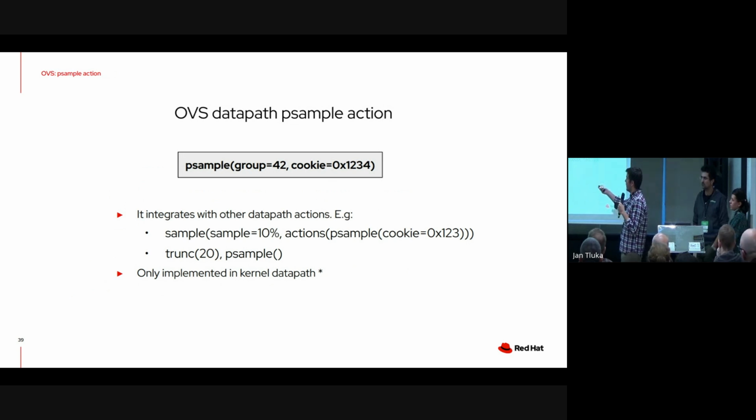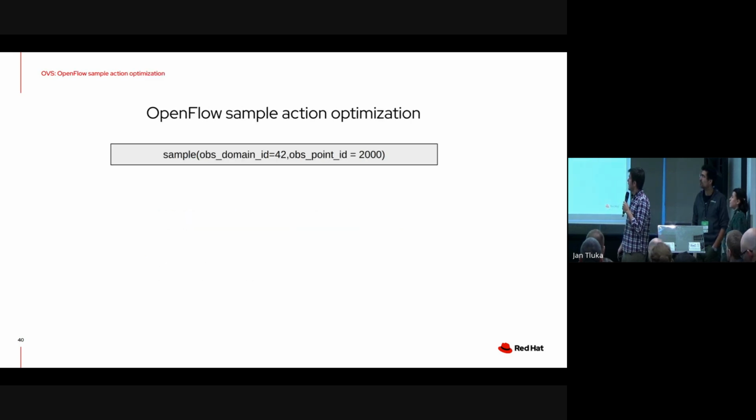So we created this data path action called psample. We added a group and a cookie that is essentially whatever OVN gave us. It integrates with other data path actions such as trunc or sample, which does the rolling of dice and probability calculation. So once we had that, we just had to receive the sample action and translate these observation point and observation domain IDs into our psample action, and that's it.